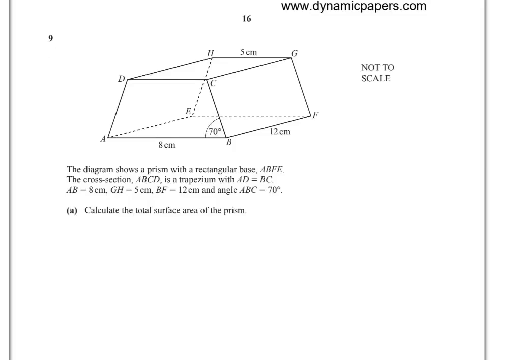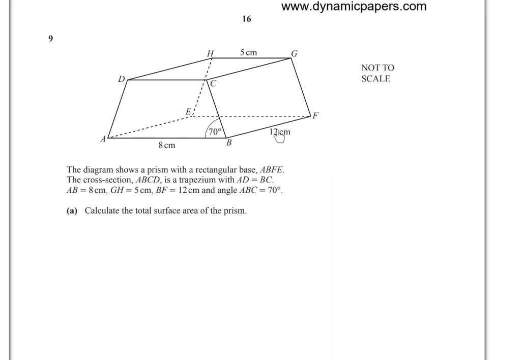Number 9, the diagram shows a prism with a rectangular base ABFE. The cross section ABCD is a trapezium with AD equals BC, AB equals 8 cm, GH equals 5 cm, BF equals 12 cm, and angle ABC equals 70. Calculate the total surface area of the prism.